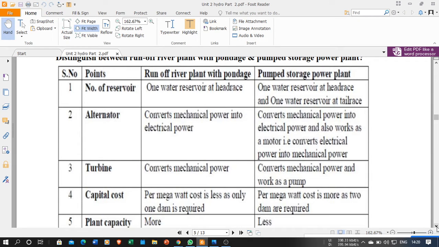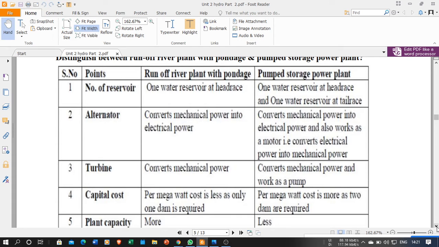So the alternator converts mechanical power into electrical power in case of runoff river power plant, and in case of pump storage it will also convert mechanical power into electrical power. But when I want to use it as a pump, at that time it will convert electrical power into mechanical power. So pump storage power plants have a constructional difference, meaning the alternator-turbine pair used for the pump storage power plant is of a different type. The alternator may act as a motor also, and the turbine may act as a pump when it has to lift the water from the lower reservoir to the upper reservoir.